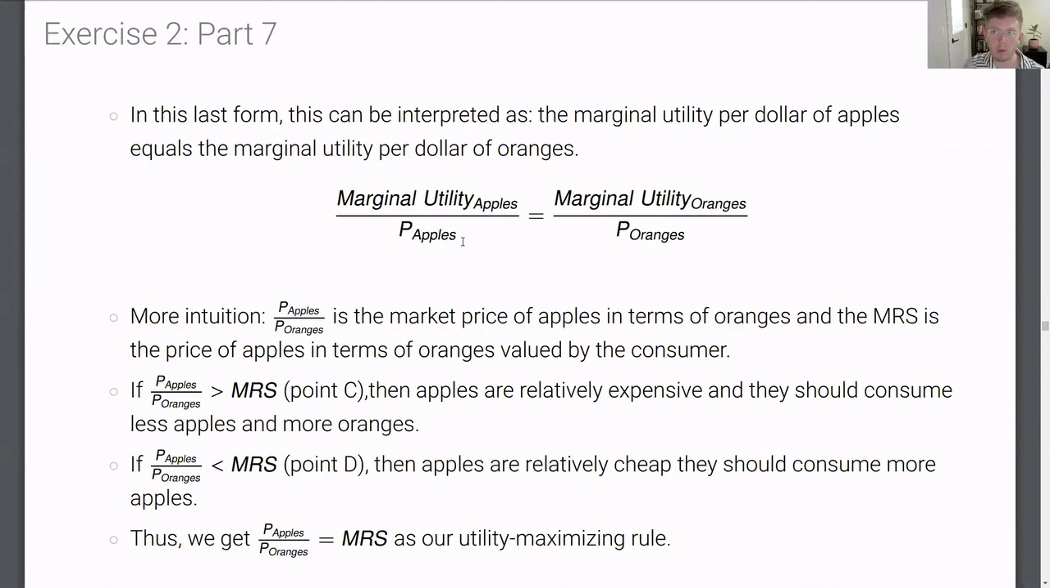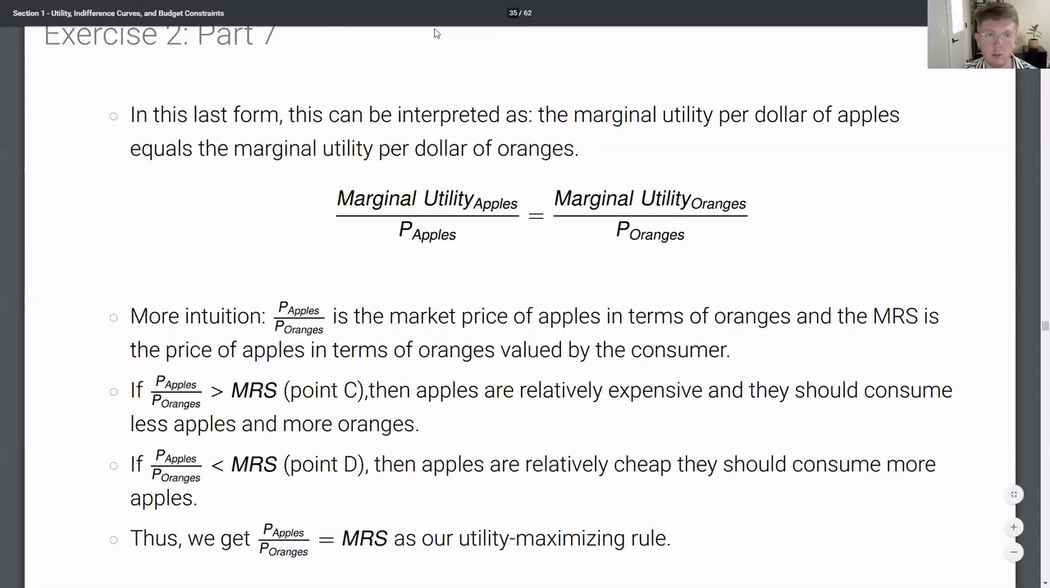Likewise, we can go back through this logic. If the relative price of apples is higher than the marginal rate of substitution, then apples are relatively expensive and the consumer should consume fewer apples and more oranges. If the relative price of apples is lower than the marginal rate of substitution, then apples are relatively cheap and they can consume more apples. Thus, the relative price of apples should be the same as the marginal utility of apples in terms of oranges, and that's going to be our utility maximizing rule.